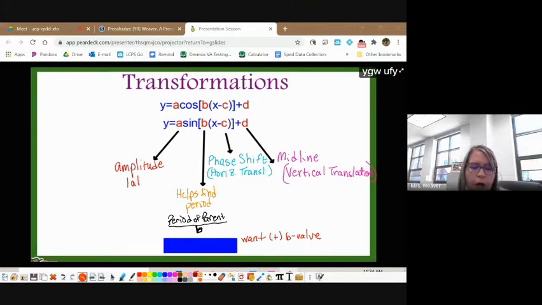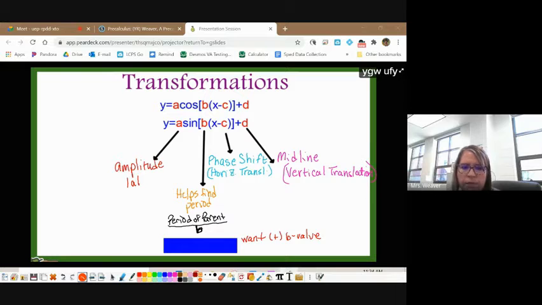So just know that we always want a positive B value. If we have a negative B value in there, we're going to use our even and odd properties to handle that, and we'll talk about that next class. Okay, but just know that we always want a positive B value. Okay, questions for me on the different transformations that we can do to our trig functions?